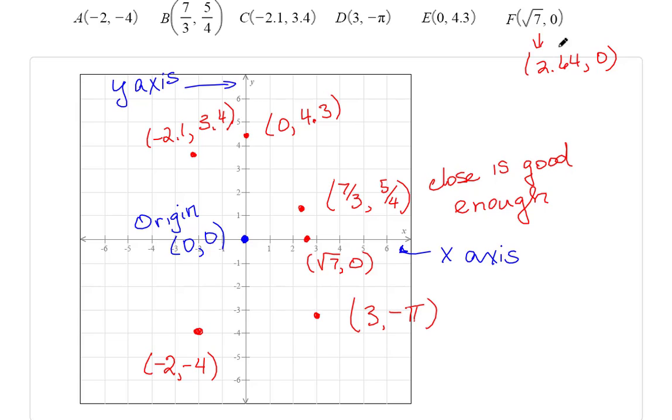Let's see, square root of 7, 0. Well, I don't know what the square root of 7 is, so I got my calculator out and calculated it as 2.64. So 2.64, a little bit bigger than 2.5, and 0. So it's sitting on the x-axis.